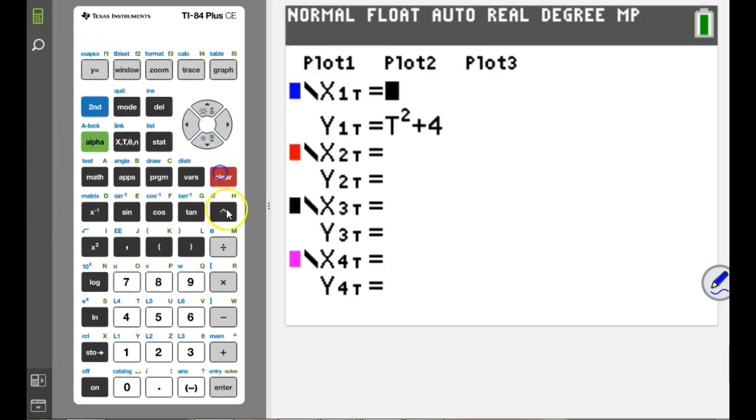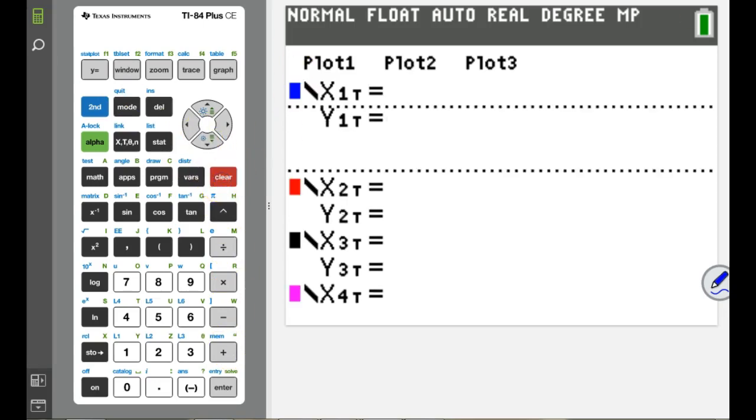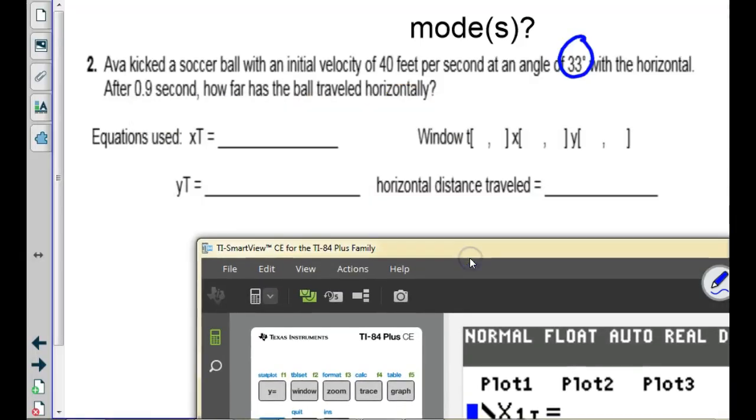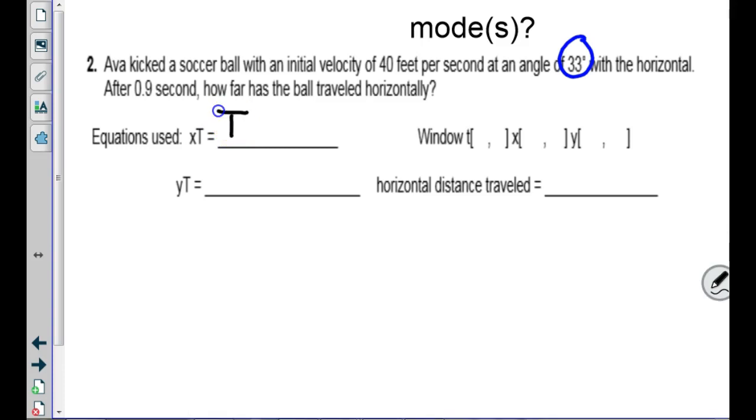Now, what are we going to put in here? Does anybody remember? It's on the pink sheet. What are the equations on the pink sheet? Ava kicked a soccer ball, initial velocity of 40 feet per second, an angle of 33 degrees with the horizontal. We're going to assume it's on the ground. After 0.9 seconds, how far has the ball traveled horizontally?